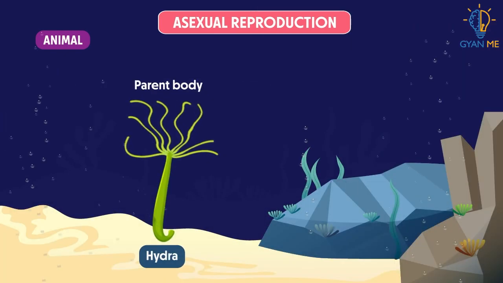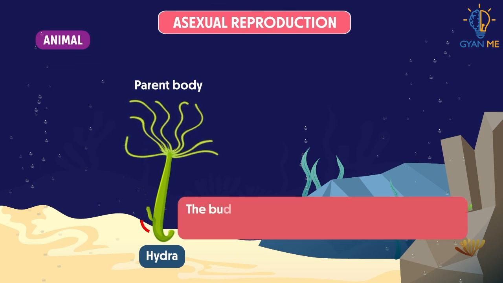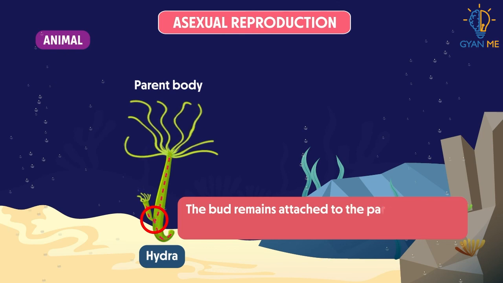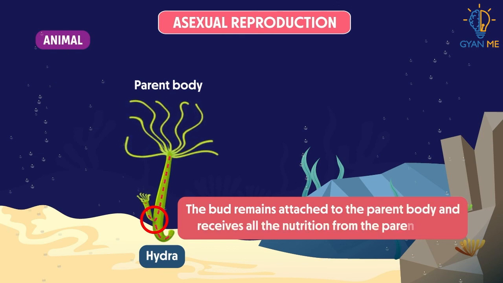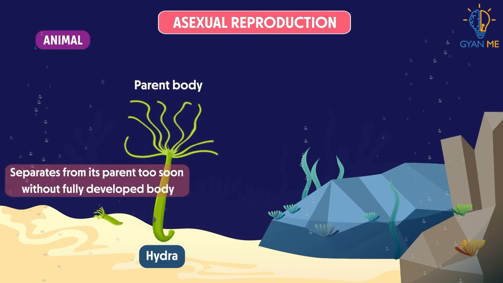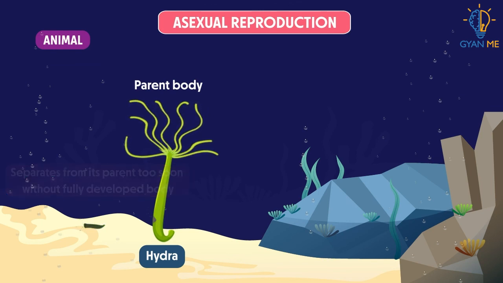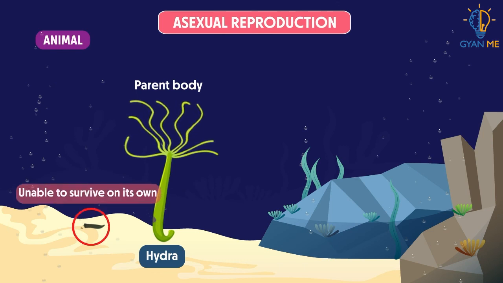Now here in animals, it is very important for you to note that the bud remains attached to the parent body and receives all the nutrition from the parent. If it separates from its parent too soon without a fully developed body, it will perish because it will be unable to survive on its own and derive nutrition.